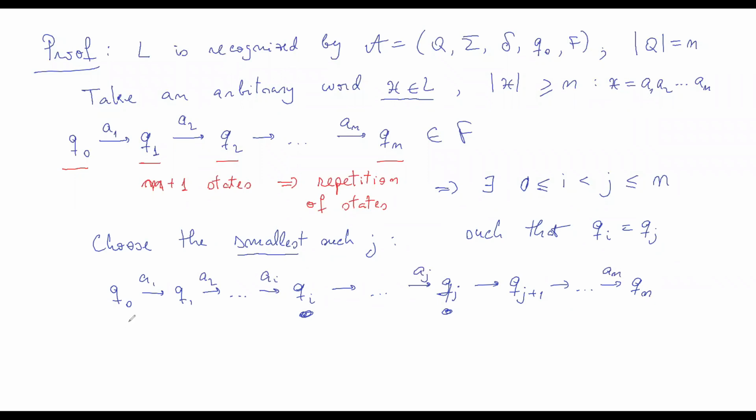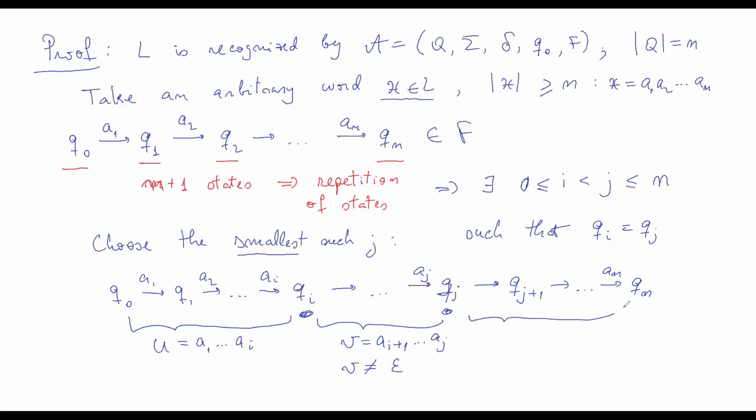And I'm just going to denote this part of the word. So U is going to be A1 all the way to AI. And this part of your word, X, is going to be AI plus 1 all the way to AJ. And because I have I smaller than J, V is obviously not the empty word. And this part of the word is going to be W, the rest of my word. It's AJ plus 1 all the way to AN.